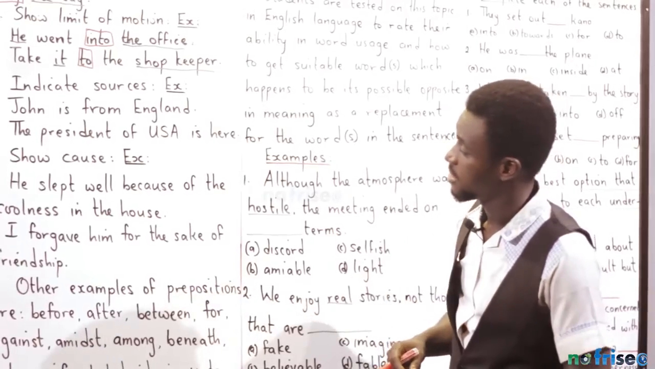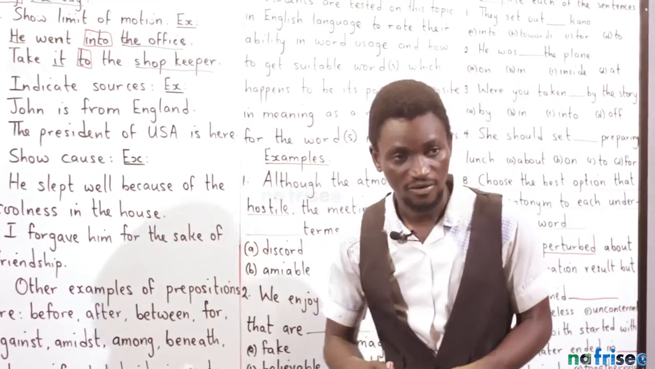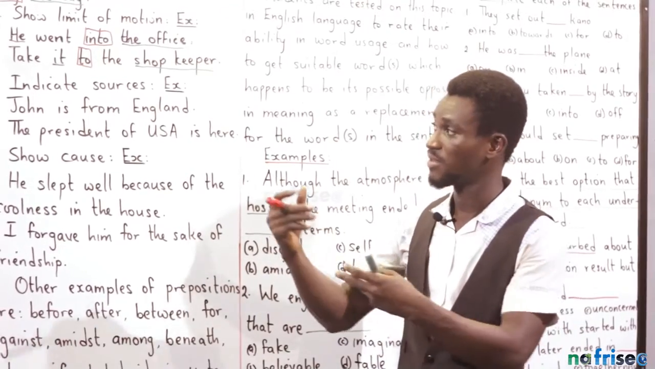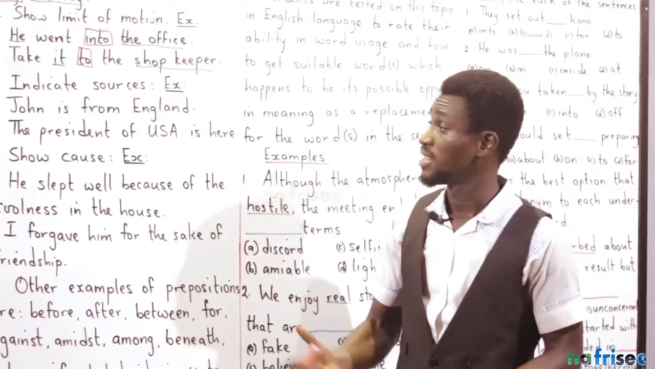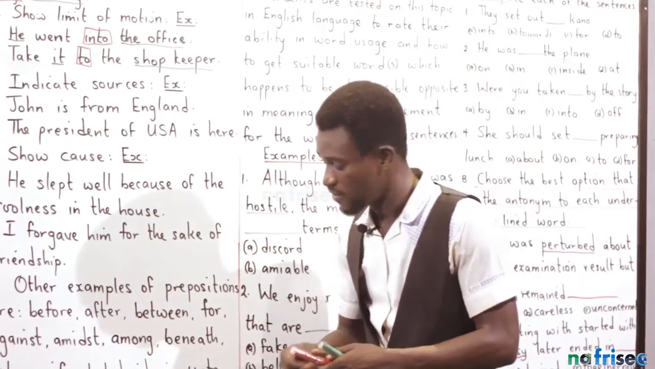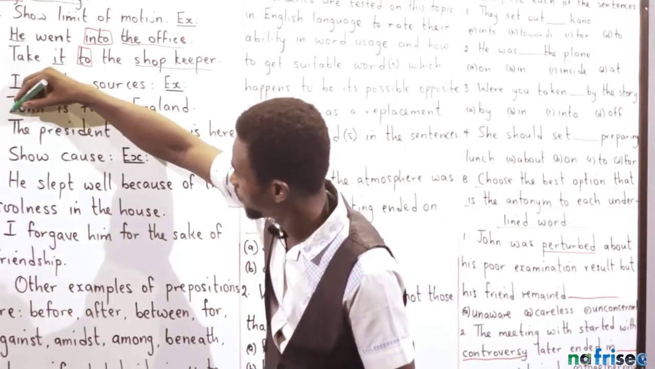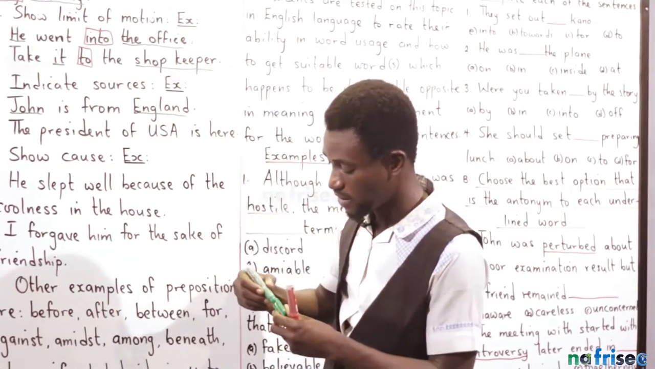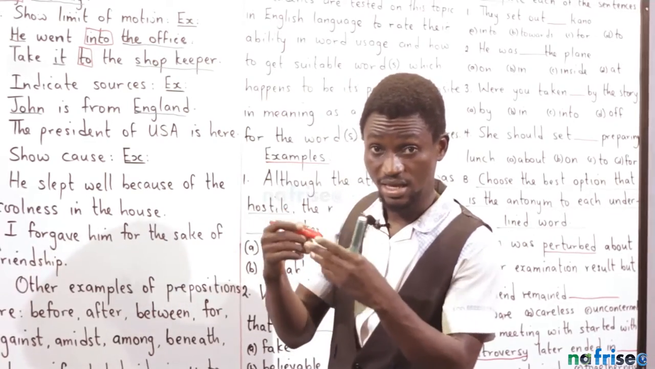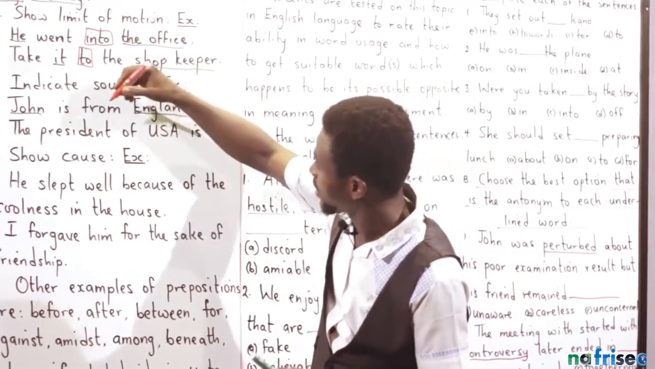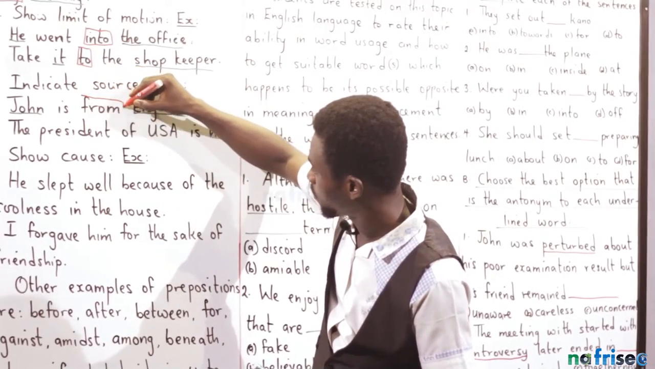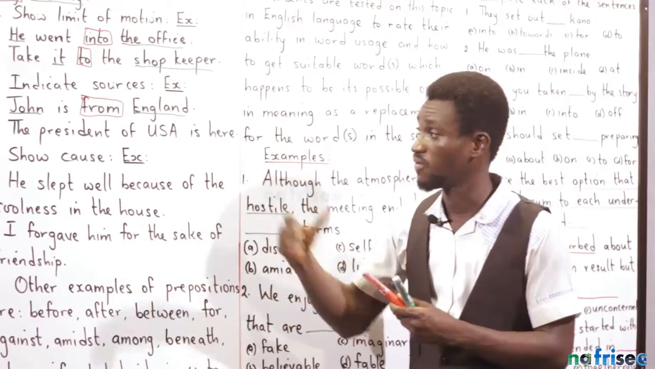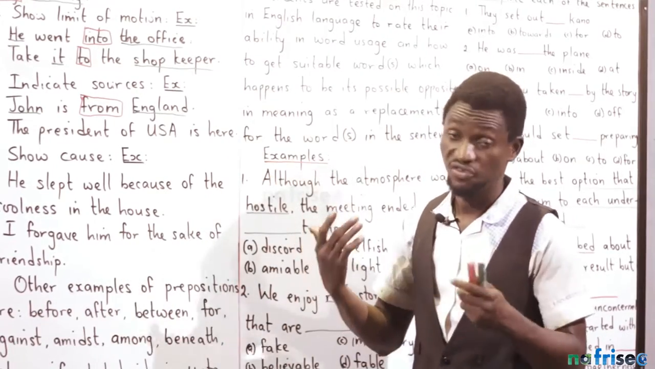Now the next function, indicate sources. When I say sources, it tells us where a particular thing comes from, where something actually evolved from. Now look at this example. John is from England. So we've got John, which is a noun, and England, a noun, that's a place. So what is the linking that exists between these two? That's from. So this from states where John came from, the source of where John originated.